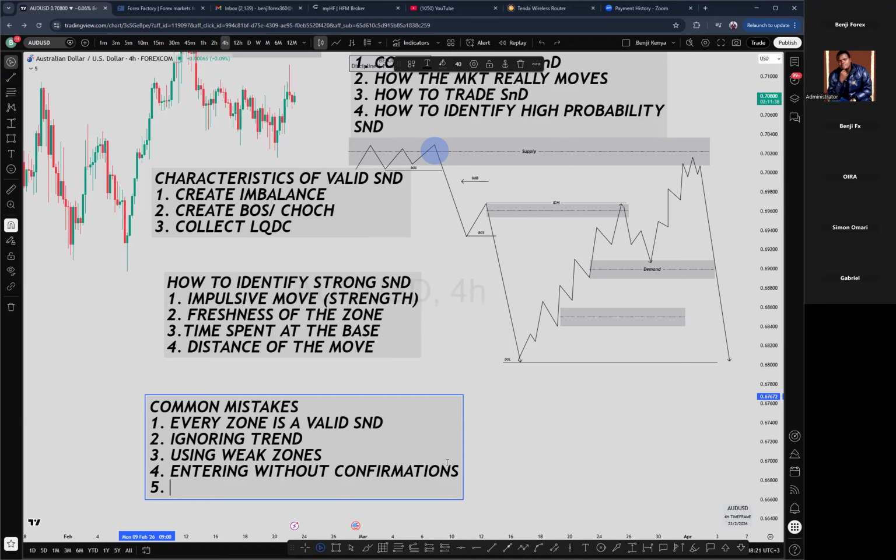Number 5, which is the second last, poor risk management. Now, this is a trader who has learned supply and demand, and has been able to backtest and come up with some good entries. And now they think they can flip $100 into $1,000 or $10,000 just like that. Remember, this is supply and demand. It's not 100%. It actually gives me an R of around 60 to 70%.